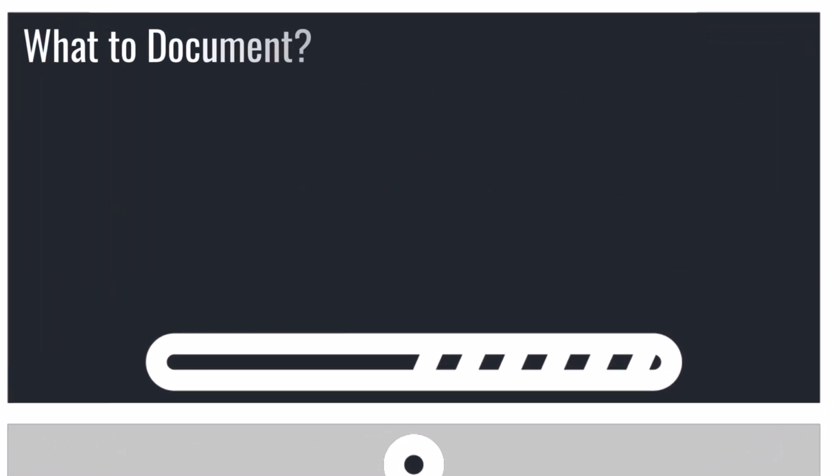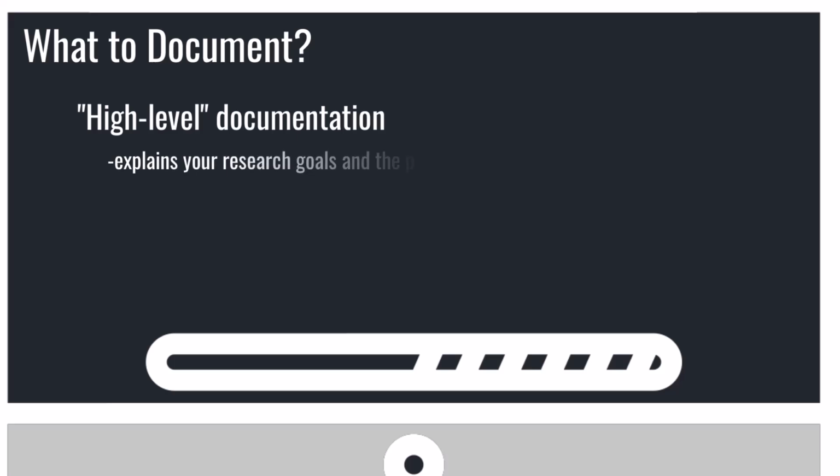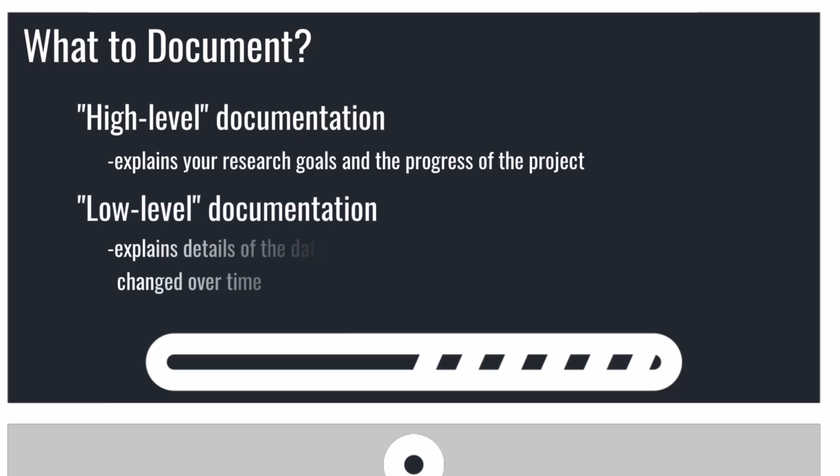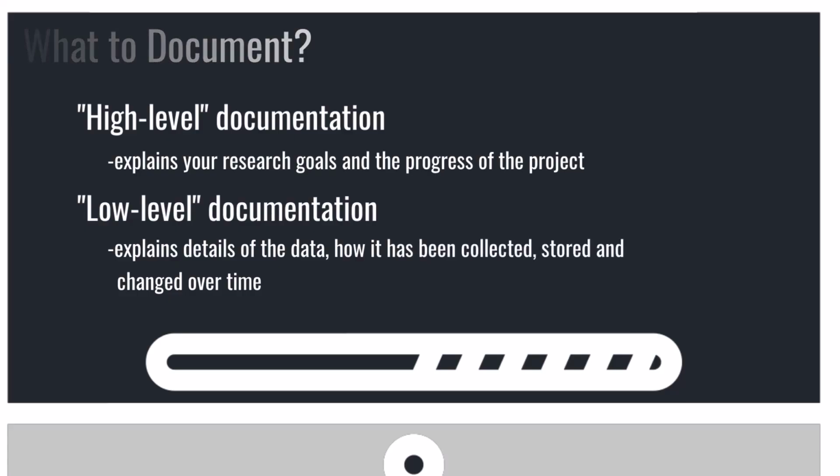So what should be documented? Documentation can be used to describe your research projects at different levels. High-level documentation explains your research goals and the progress of your project. Low-level documentation explains the details of the data, how it has been collected, stored, and changed over time.